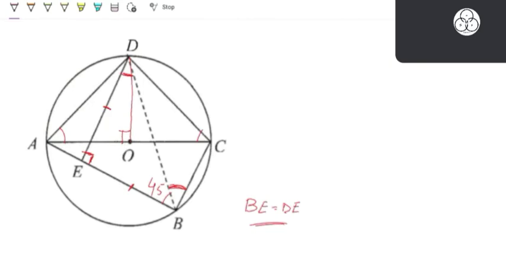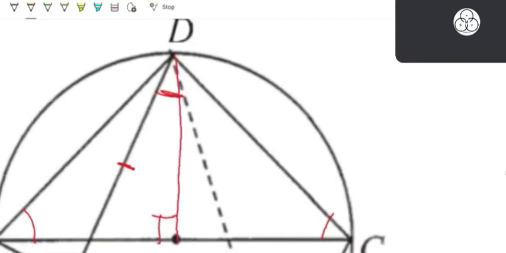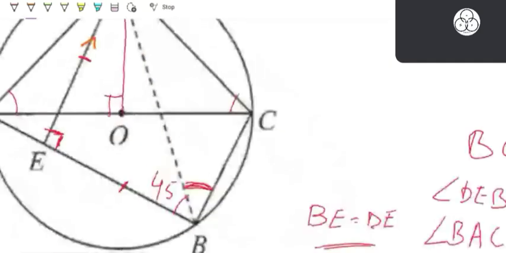Okay. Now angle BAC equals 90 degree, angle subtended by the diameter. Angle DEB is also equal to 90 degree. That is, both are simultaneously perpendicular to AB. Right? Which means that BC is parallel to DE. Fine. This is the symbol for parallel.